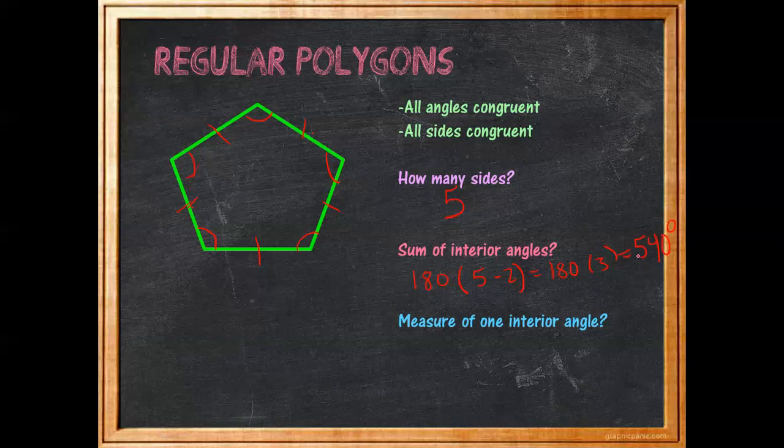So if we know that the sum of the interior angles is 540, and we know this is a regular polygon, so all of our angles are equal, then all we have to do is take 540 and divide that by 5 to find the measure of one angle. So we know that one angle is going to equal 108 degrees. And that is it for polygons.